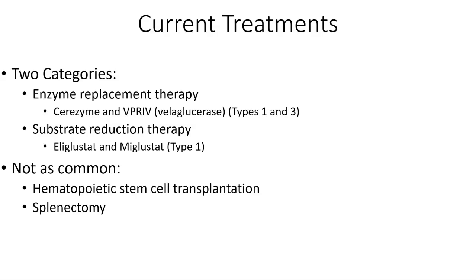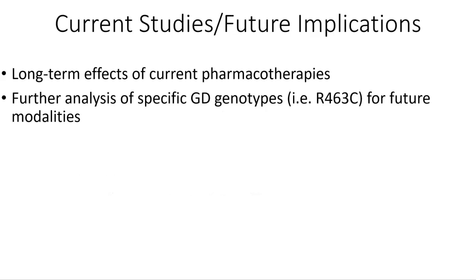Some of the other treatments that are not as common but can still be helpful is hematopoietic stem cell transplantation, which has been phased out because it can be very dangerous and expensive, as well as splenectomies for those cases that are very severe and it would benefit to just have the spleen removed to help with prolonged life expectancy. As far as current studies and future implications for Gaucher disease, there are several papers now that are looking at the long-term effects of the current pharmacotherapies, such as the enzyme replacement therapies as well as these substrate reduction therapies. And they're looking to see if there are any long-term effects on the body systems, on the organ systems, and if there are any negative connotations to these therapies.